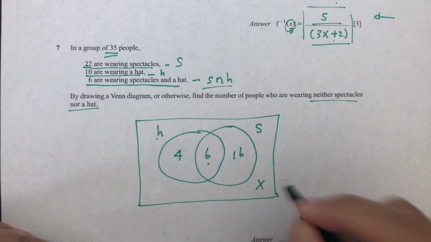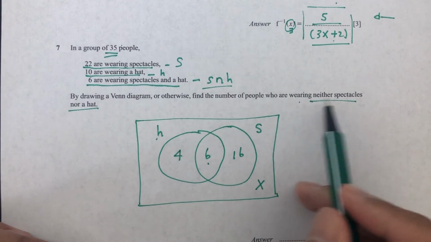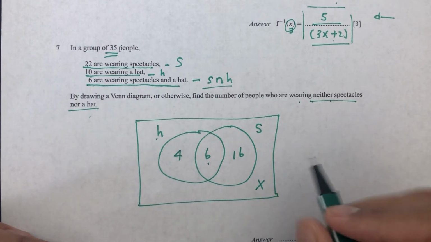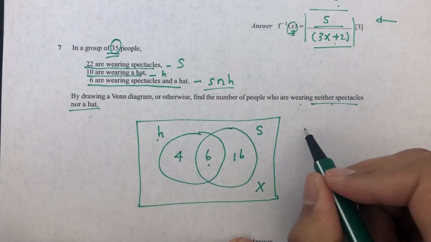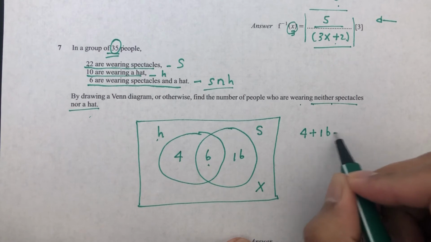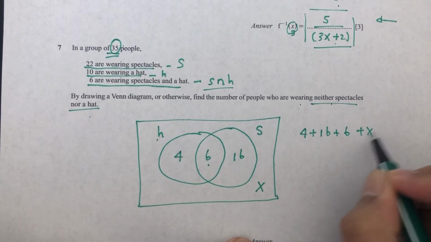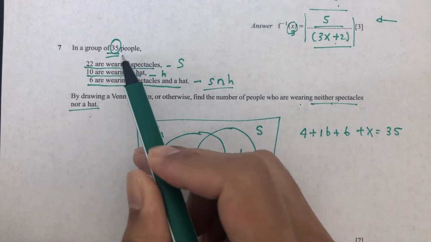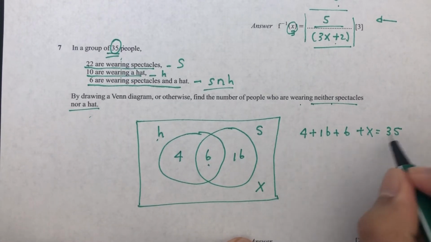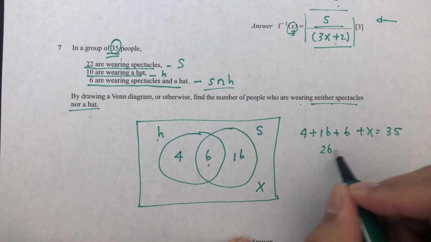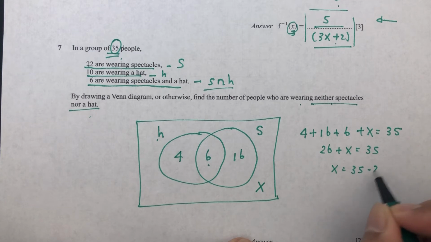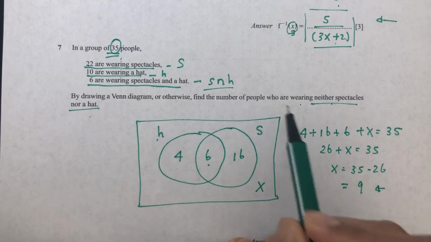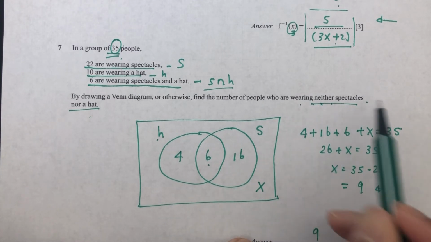And then we have X, which is the number of people who are wearing neither hat nor spectacles. So we have to use this information to find the value of X. So we know that if we add everything up, plus X will be equal to 35 because we have 35 people in total. So what is the value of X? So that will be 26 plus X equal to 35. X will be 35 minus 26. That will be 9. So the number of people who are wearing neither hat nor spectacles will be 9.